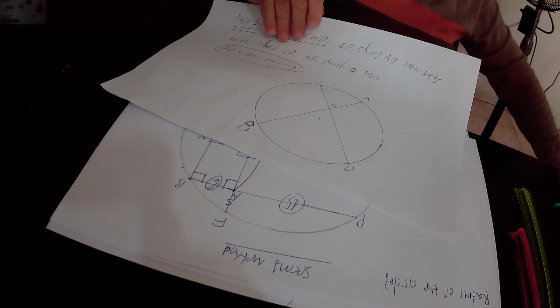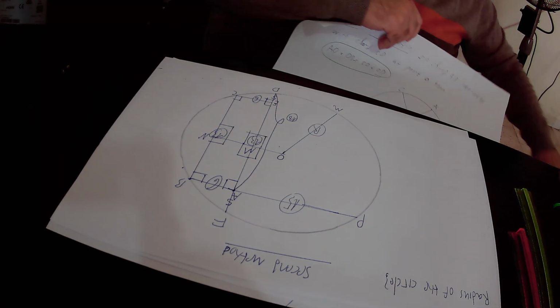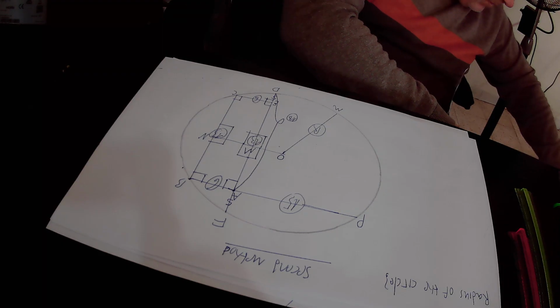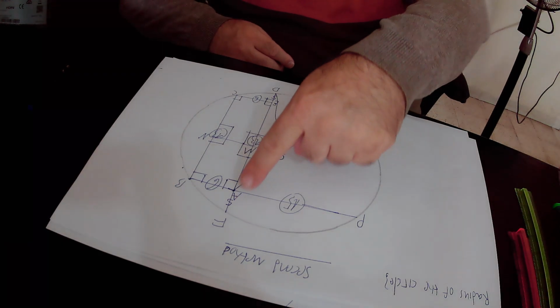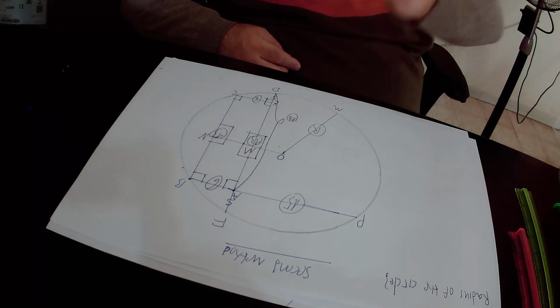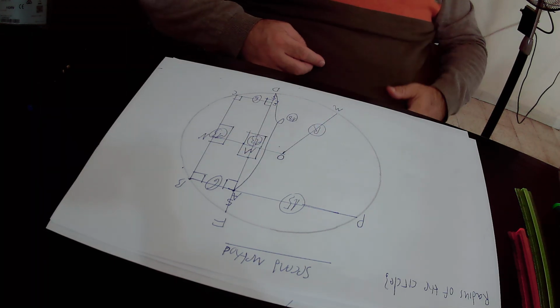So actually you can implement rule number 2 here, because chord FD intersects with chord PB at point A.